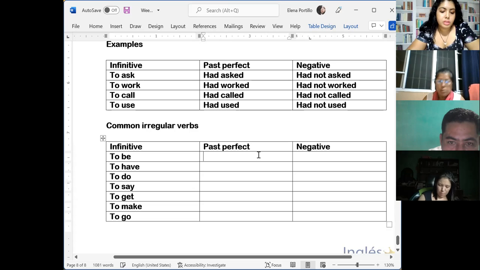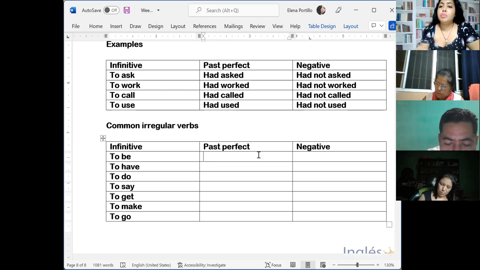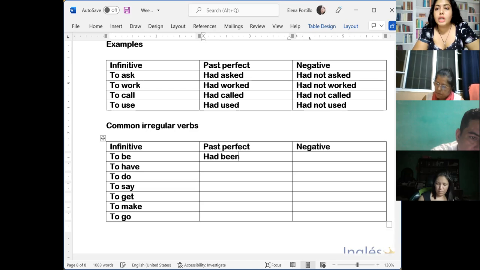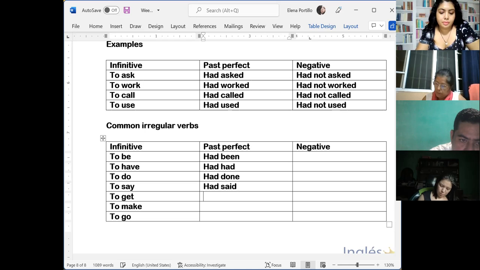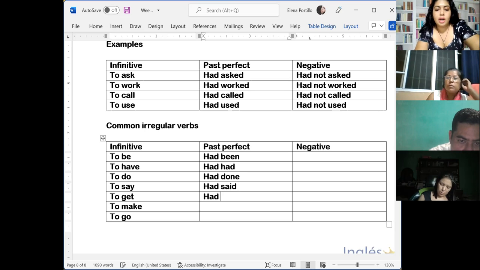So in past perfect, obviously, we are going to add had at the beginning, then we are going to write the past perfect of these verbs. So we have had been, because it is not the simple past, it is the past perfect. So in this case, we are not going to use was or were. In this case, we are going to use been. Then to have, obviously had had, had done, then had said.